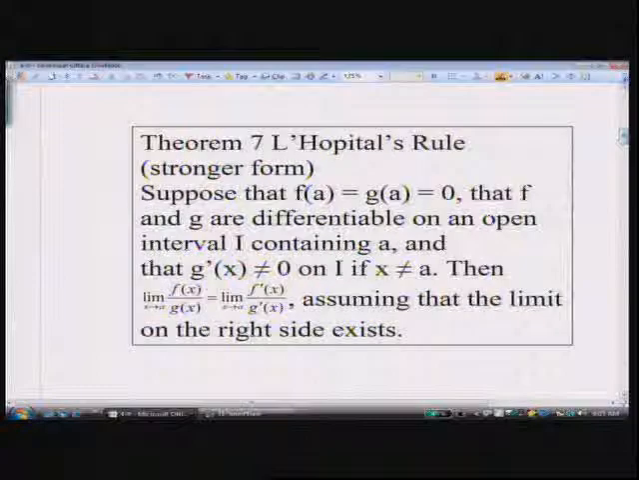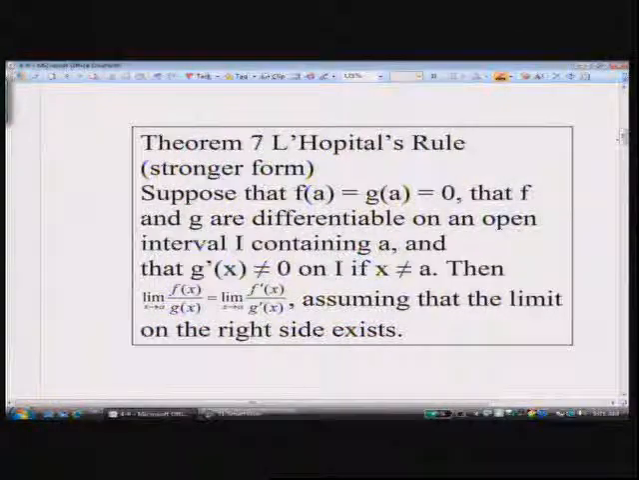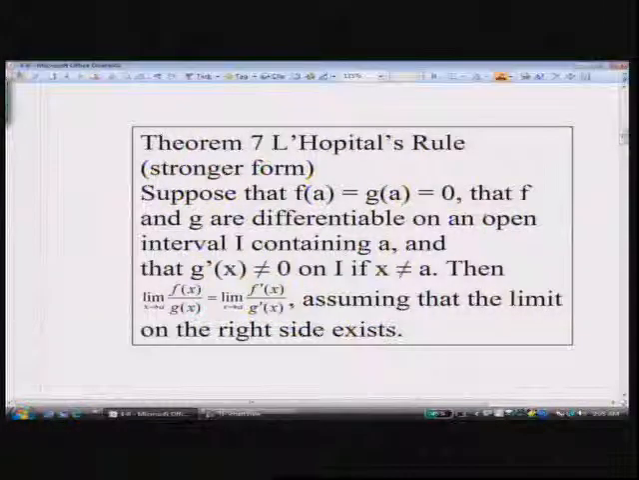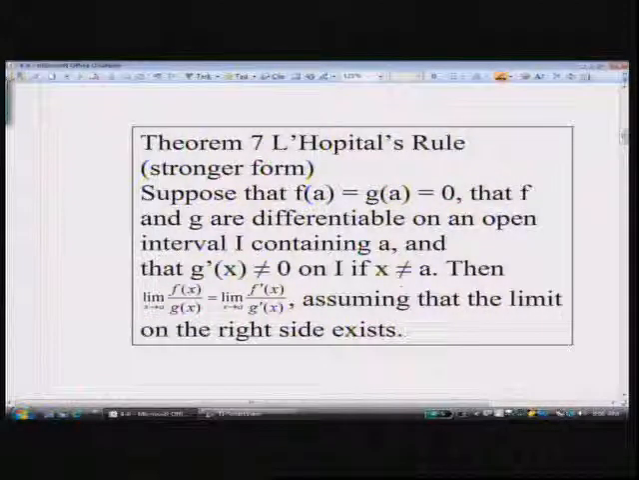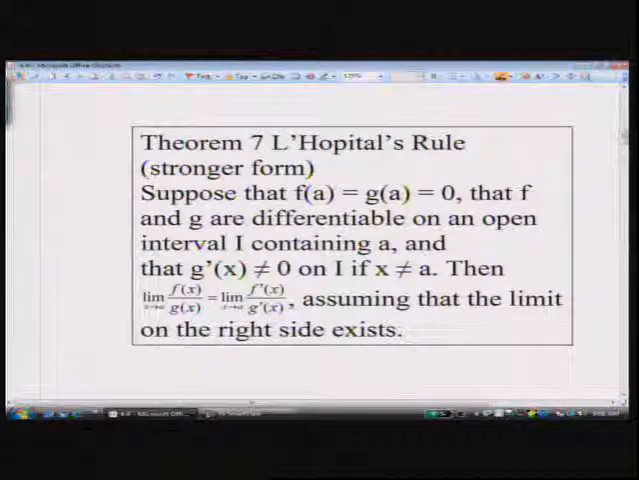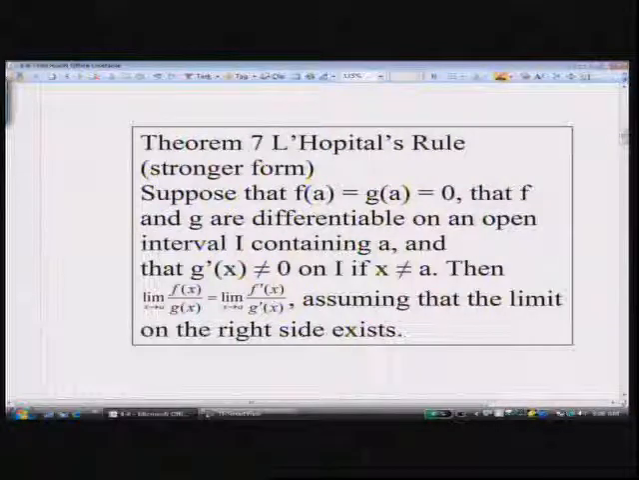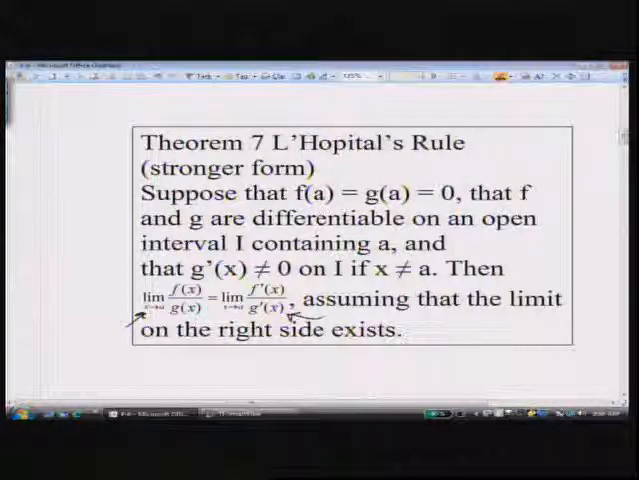This is the strong form of L'Hôpital's rule. Say you have two functions f and g that are equal to 0 at a, that they're differentiable on an open interval I containing a, and that the derivative of g is not 0 as long as x is not equal to a. So it's only at a that they're equal to 0. Then the limit of f(x) over g(x) as x approaches a is equal to the limit of f'(x) over g'(x), assuming that the limit on the right side exists. So if this limit exists, then you're able to do this.